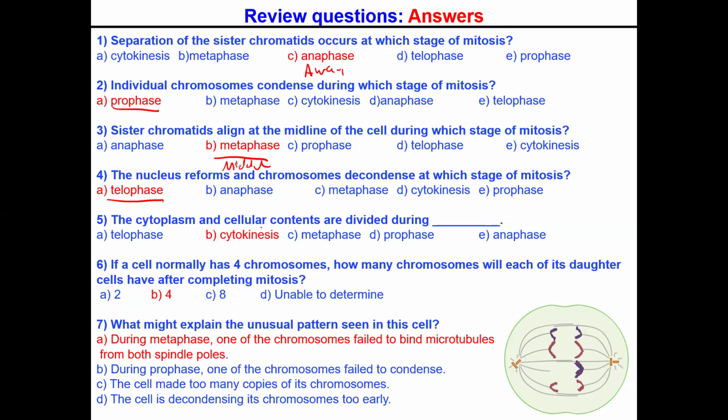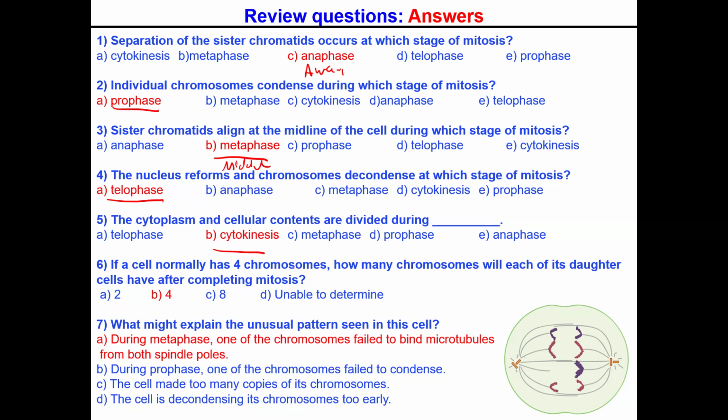The cytoplasm and cellular contents are divided during what part? Cytokinesis. The cytokinesis is going to be the actual divisional portion or the actual separation. What's going to happen is we are going to create that cleavage furrow. It's going to pinch and it's going to physically separate that out. So instead of that one cell kind of pulling apart, but still being connected, this is the actual physical separation of that cell, making it go from one cell into two cells.